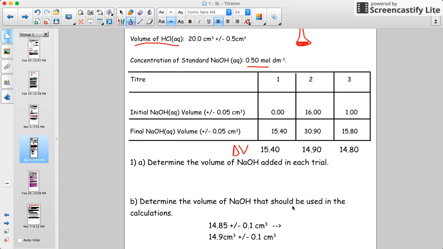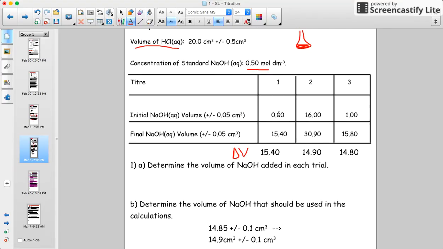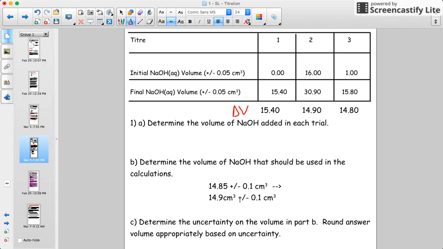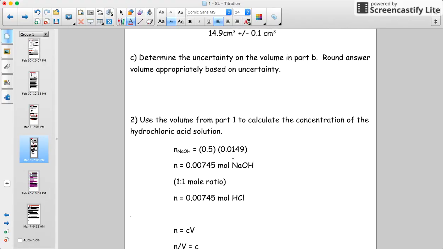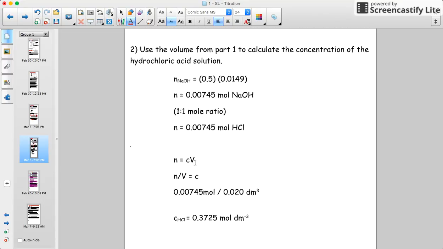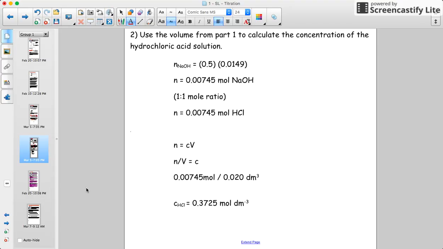But again, the steps are: ignore the rough trial, use the accurate trials, and either just use what the value is or average them, and round according to the uncertainty. Use that volume that you figured out times concentration to figure out moles of what you added. Use the mole ratio to get moles of what's in the flask. And then use n equals CV to solve for the concentration of what's in the flask. And that's pretty much how any stoichiometric titration goes, and we'll do some more practice in class.